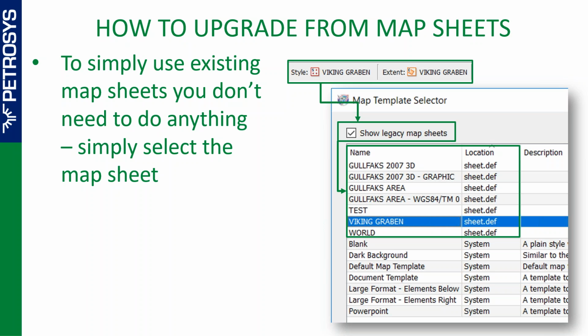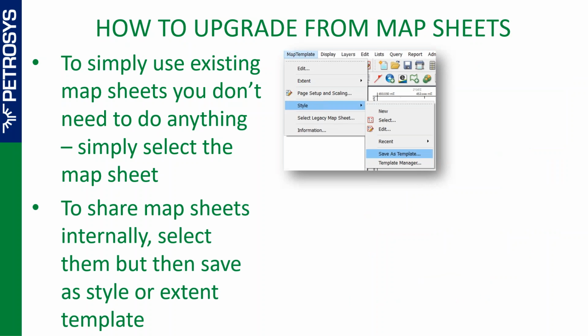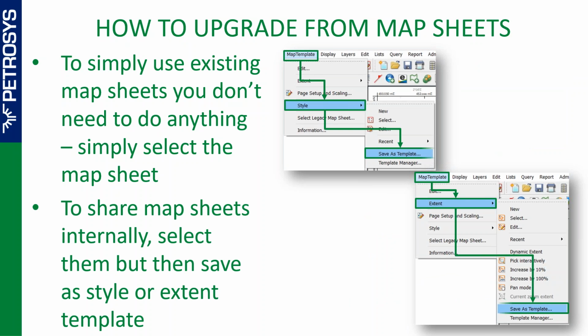It just simply works. We've built in that backwards compatibility. However, there is an option to take this a little bit further. If you want to share the style of an existing map sheet or share the extent of a previous map sheet, then you can take this a little bit further and save them as a template. And this is really the huge advantage of the map templates, is that you can share these objects.